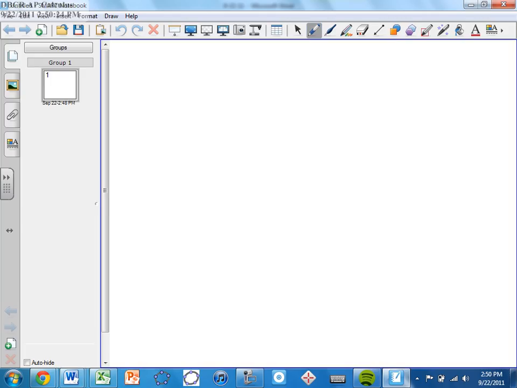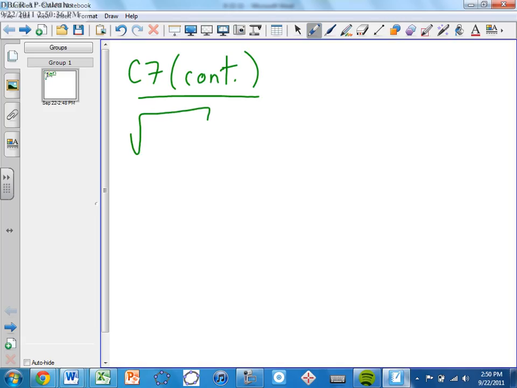So first, let's start with concept 7, and we'll write continued, again, because we're continuing from yesterday. So if we have a problem like this, let's say we have the radical 2x plus 2 equals x minus 3. This might be the same one I did earlier. I don't know if it was or not. And we want to solve this equation.